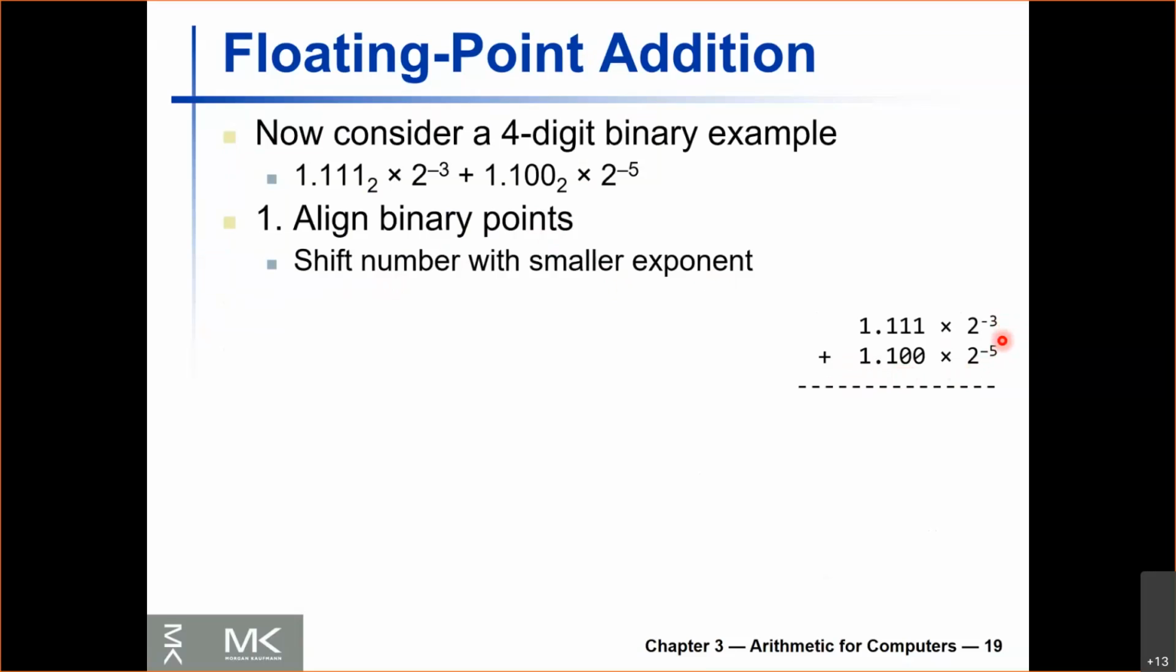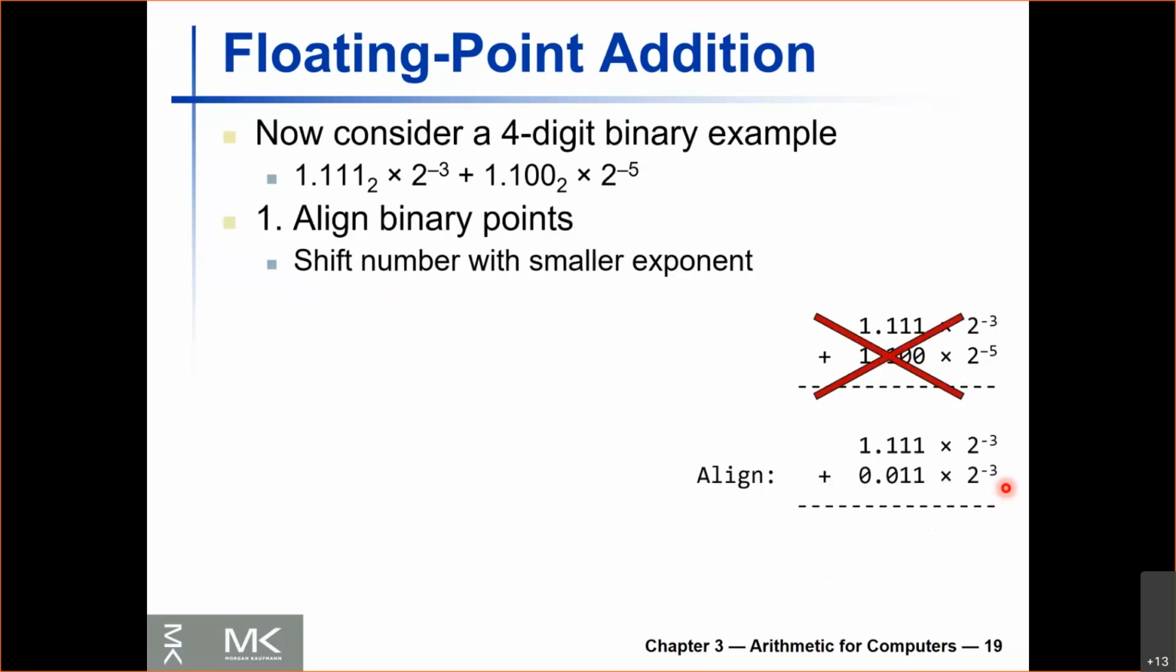So I know how many positions I need to shift by subtracting the exponents, and we're always shifting the number with the smaller exponent, in this case to the left. So we're going to shift this point 2 to the left. This is going to become 0.011 times 2 to the negative 3.